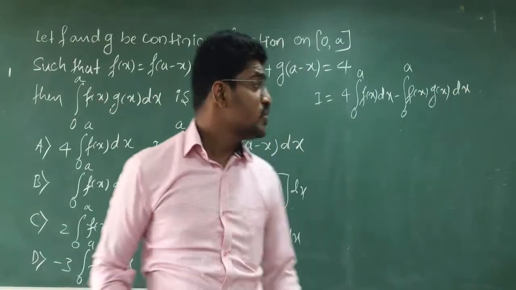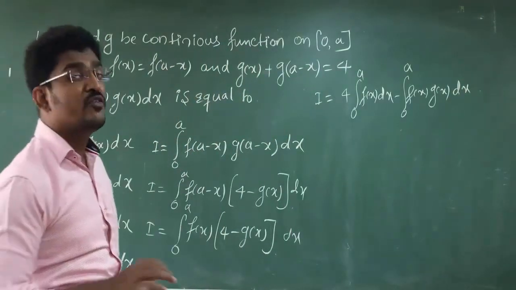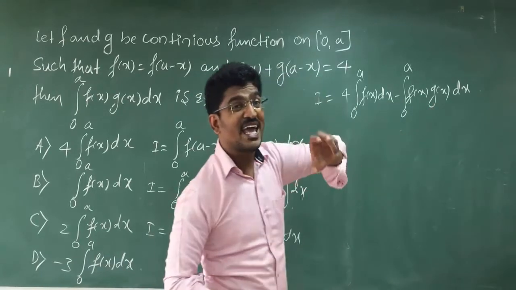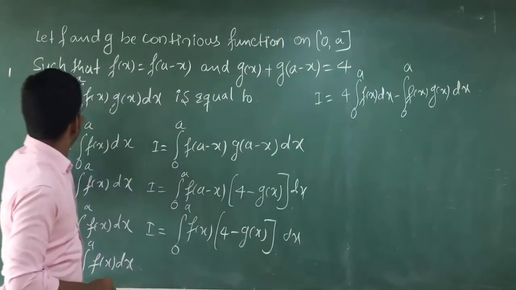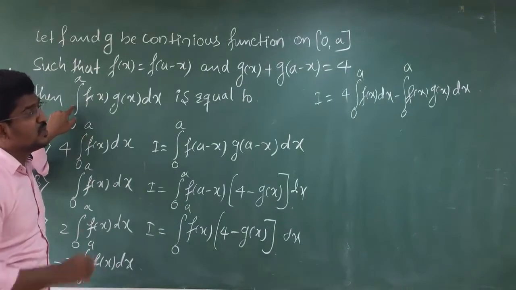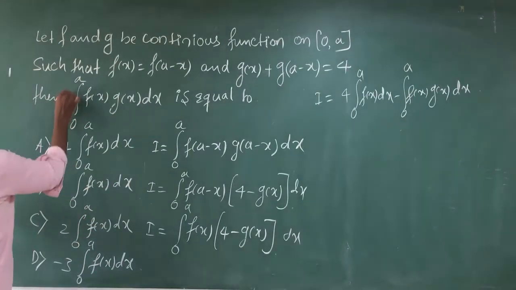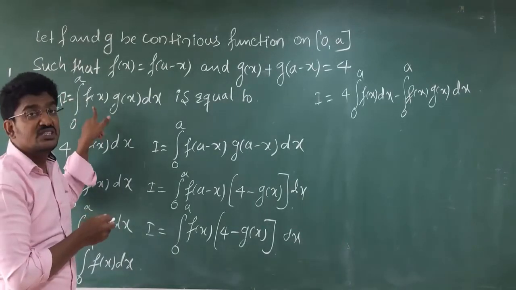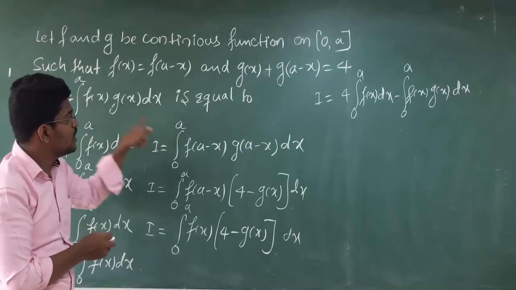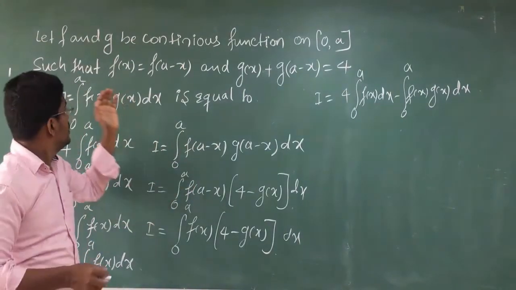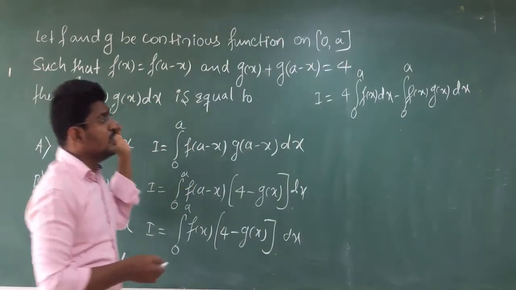Clear? So integral 0 to a f of x dx minus integral 0 to a f of x into g of x dx. This is what? Again your term, see this I. This is nothing but what? I. Integral of f of x g of x dx is nothing but I. Our problem started with this step. Directly I have applied the properties here. So from this we have continued here. So this is nothing but I.